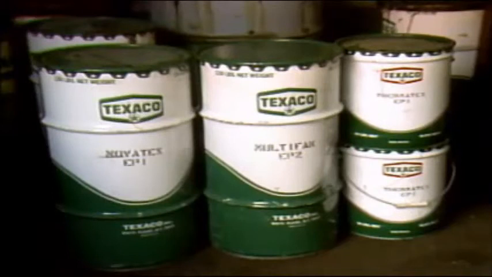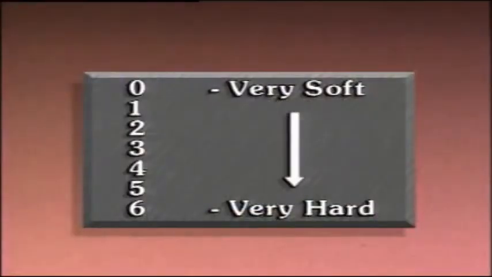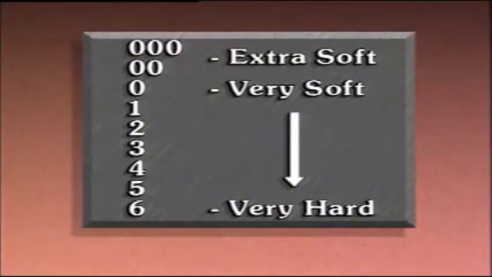Grease is made in several different grades or consistencies. Grease consistency is measured on a scale from 0 for very soft grease to 6 for very hard grease. In general, the more thickener in a grease, the harder it is. There are also extra soft 00 and 000 grades.